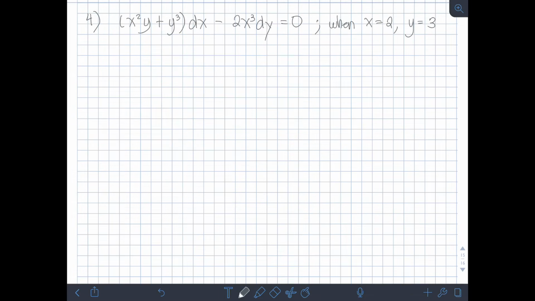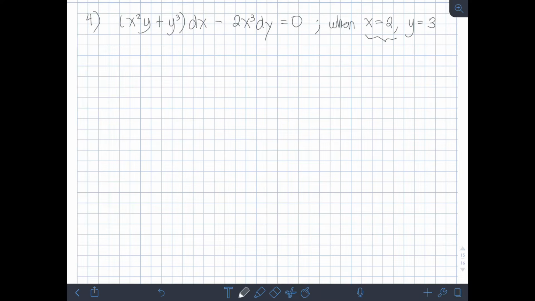Okay? Next, we have quantity x squared y plus y cubed dx minus 2x cubed dy equals 0 when x is equal to 2, y is equal to 3. So, since meron tayong condition na x is equal to 2, y equals to 3, meron tayong particular solution dito. So, masasolve natin yung constant. So, again, apply uli natin yung steps for homogeneous DE.